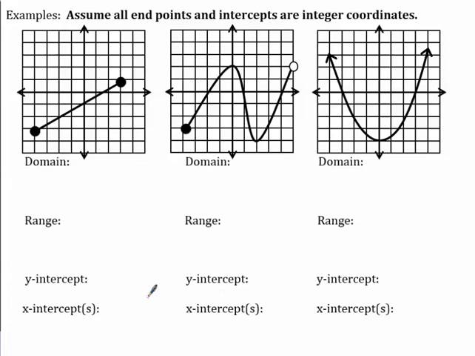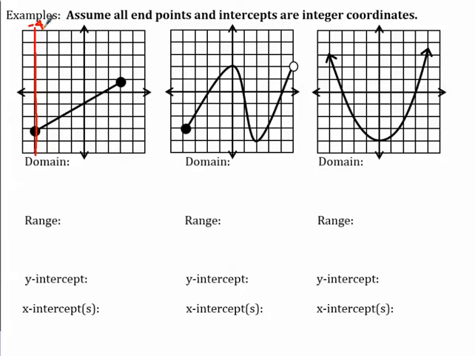So we want to find the domain, range, x and y intercepts for these graphs. And we're going to assume that all of the endpoints and intercepts are integers. So for this first problem, we said that the domain was the set of all x values for this function. So the way that I think about these problems is how far to the left does the graph go and how far to the right does the graph go. So if we look at this first example, the farthest to the left that this graph goes is here, which is -4.